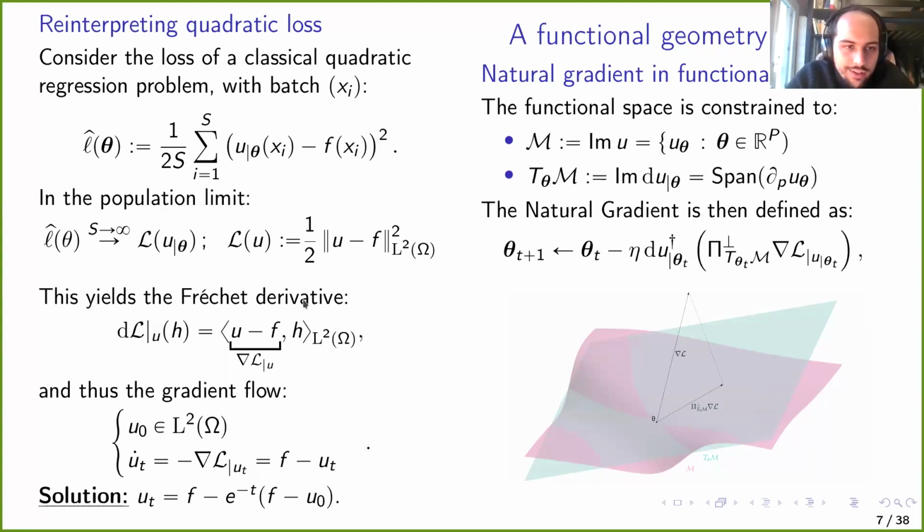And the good byproduct of that is that we can define a Fréchet derivative of this functional loss, and we have a functional gradient here. Now we can define a gradient descent in the functional space by this equation. And we see with simple calculations that this has an explicit solution, which is given by this formula.